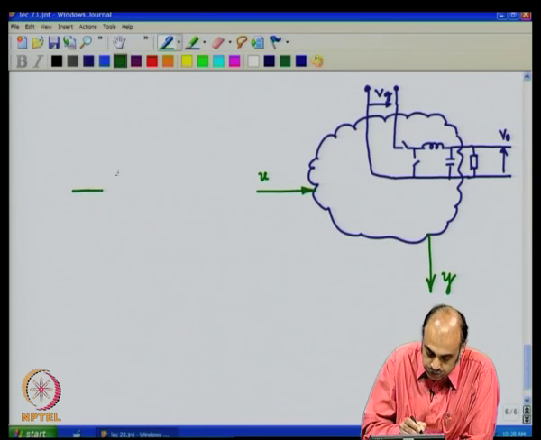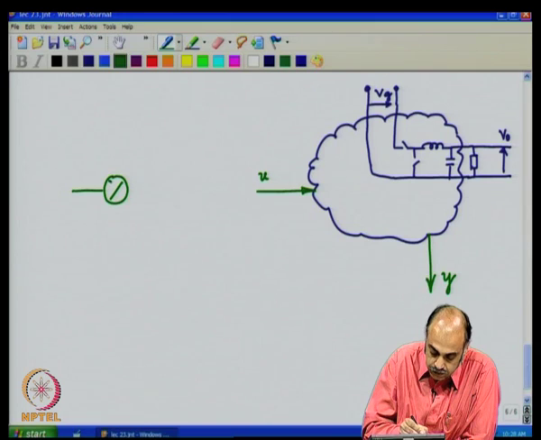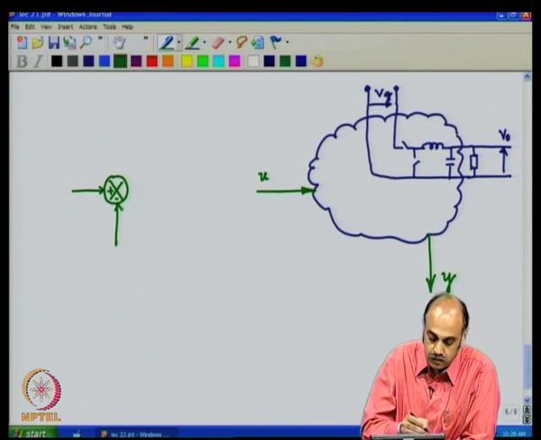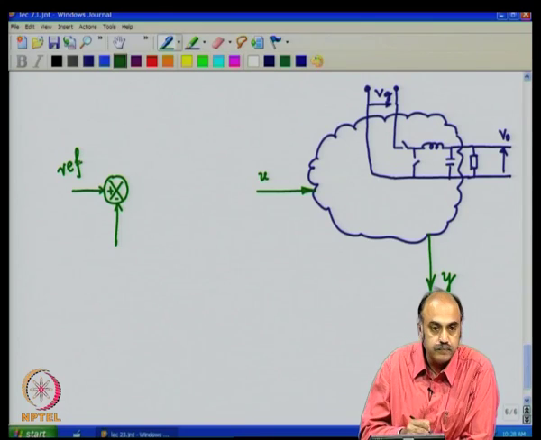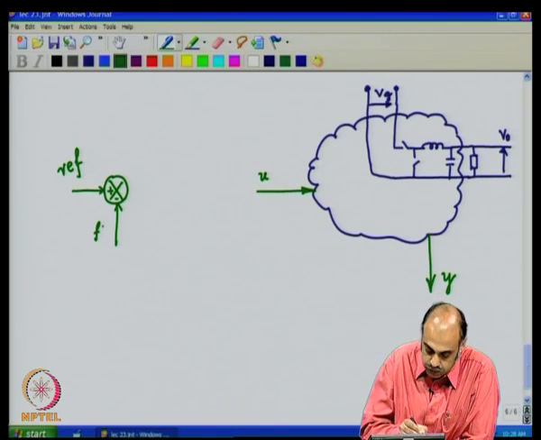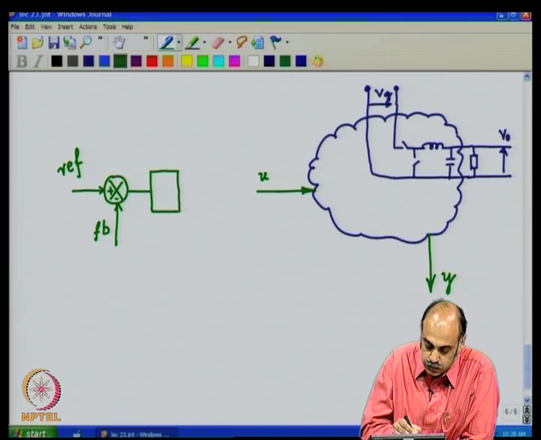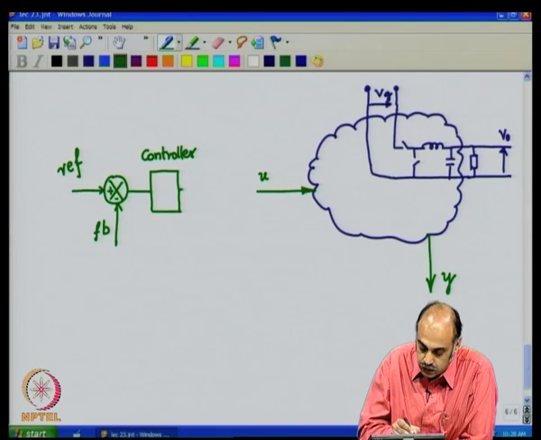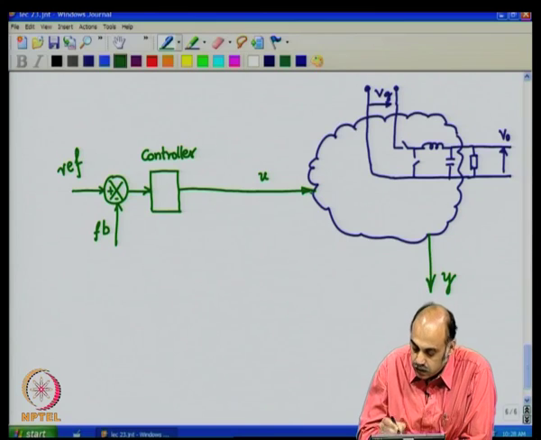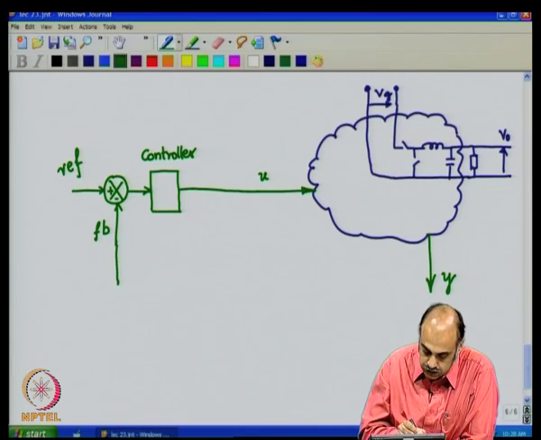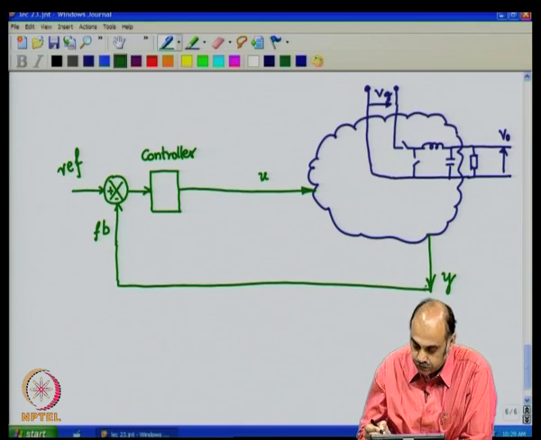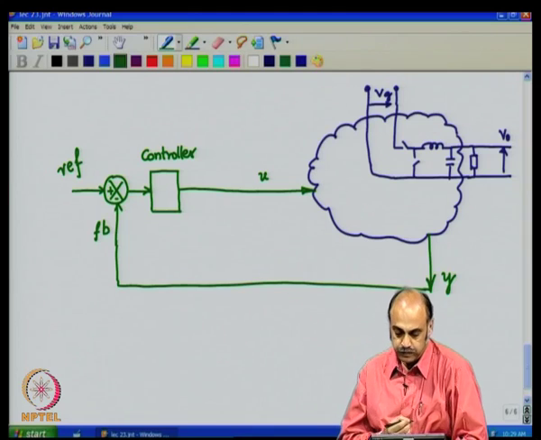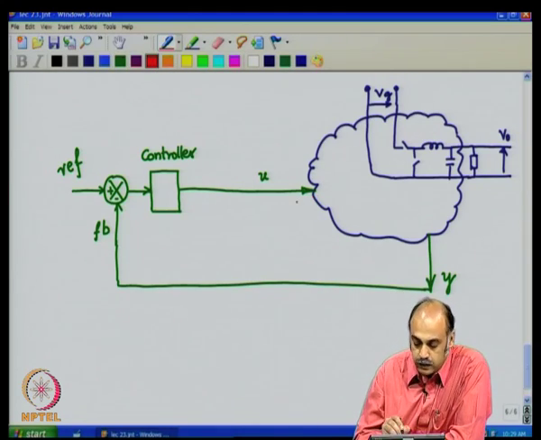and somewhere here let us have a comparator, plus minus, where you place the reference. This is the feedback portion, and the output of the comparator goes to the controller, and the output of the controller is the control input, which is fed in. This is the structure, the control structure of the plant.